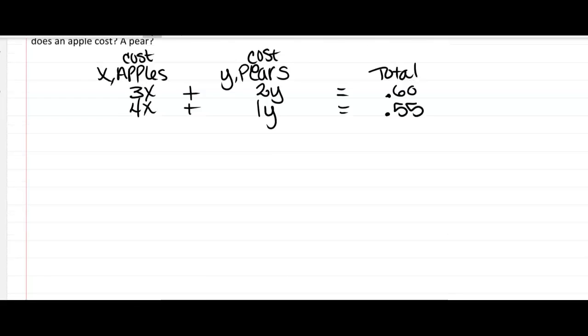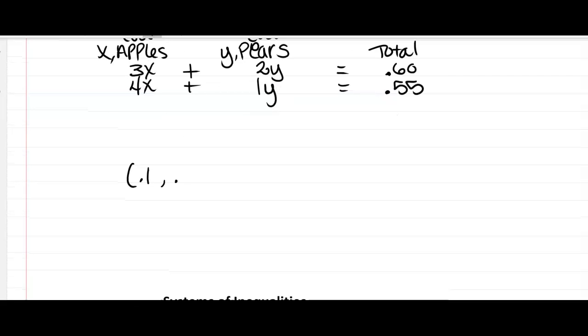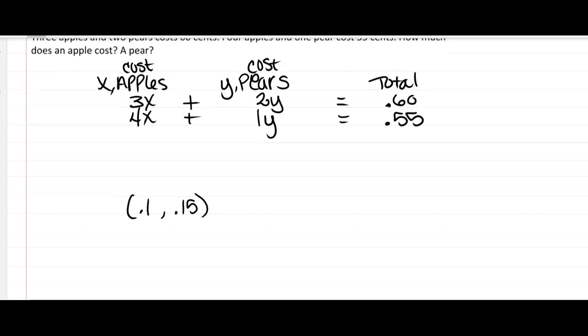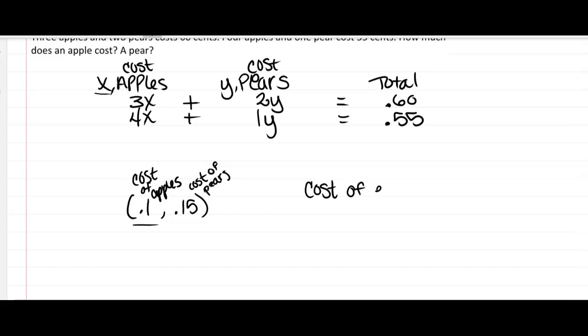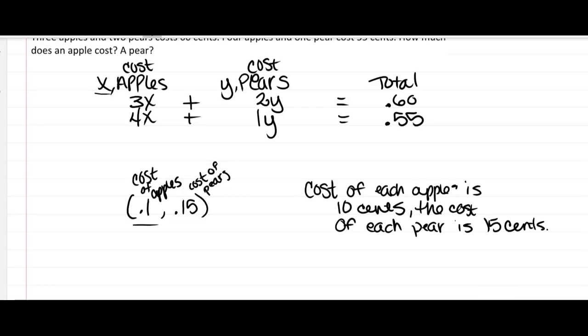Our solution at 0.1, 0.15, and then we go back. Our x represents the cost of apples and our y represents the cost of pears. So to interpret, we say the cost of each apple is 10 cents and the cost of each pear is 15 cents.